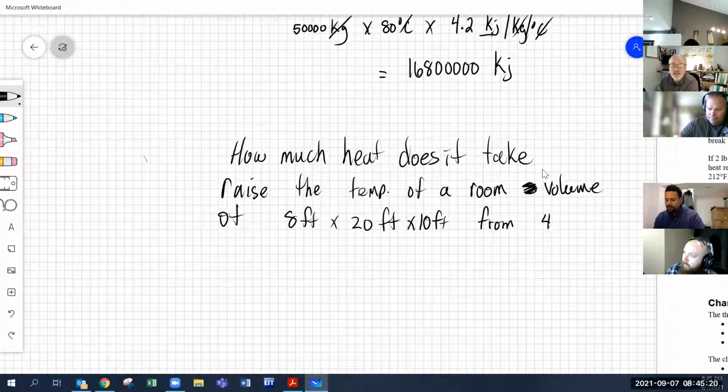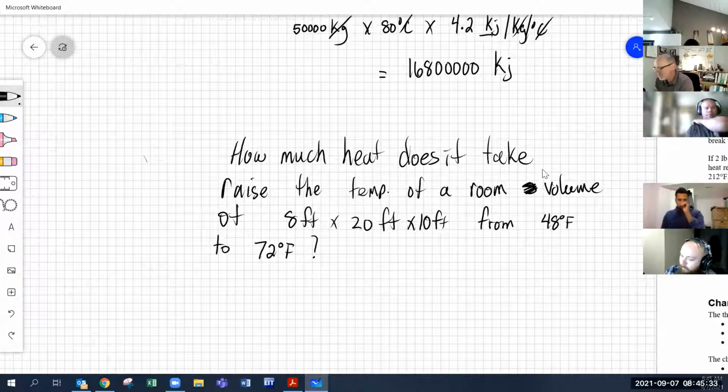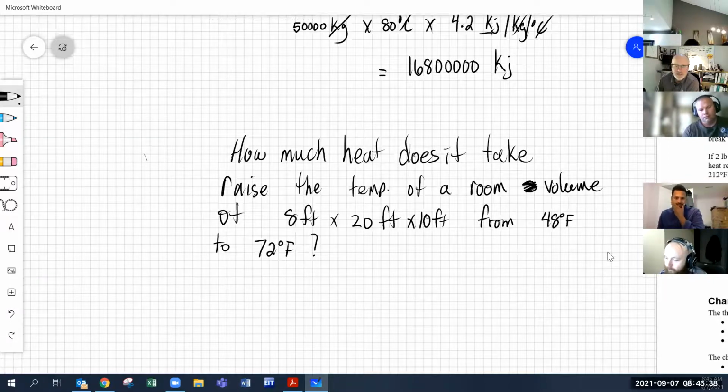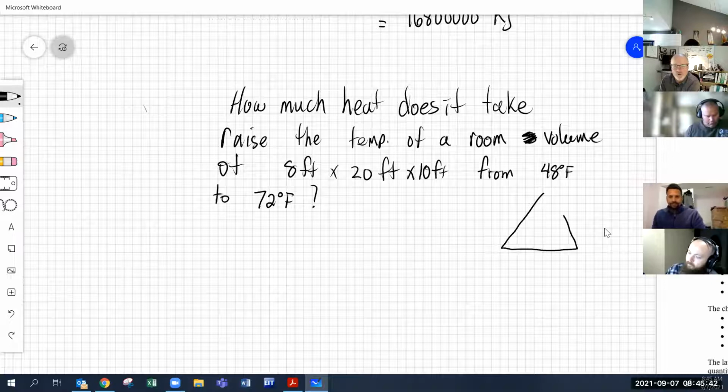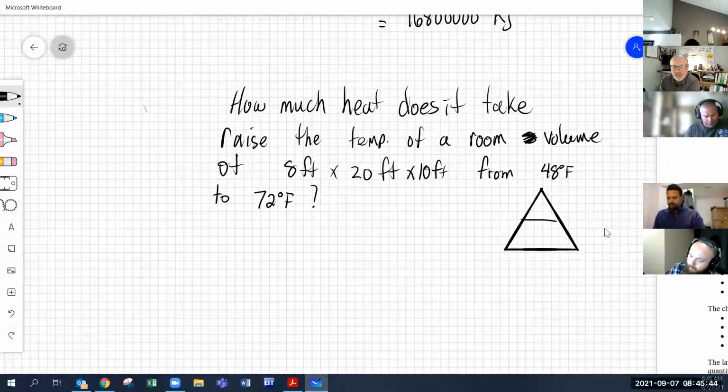Let's go from 48 degrees Fahrenheit to a comfortable temperature, say about 72 degrees Fahrenheit. I made this just a little more complicated because, first off, remember our sensible heat formula: the heat is equal to the mass times the delta T times the specific heat capacity.